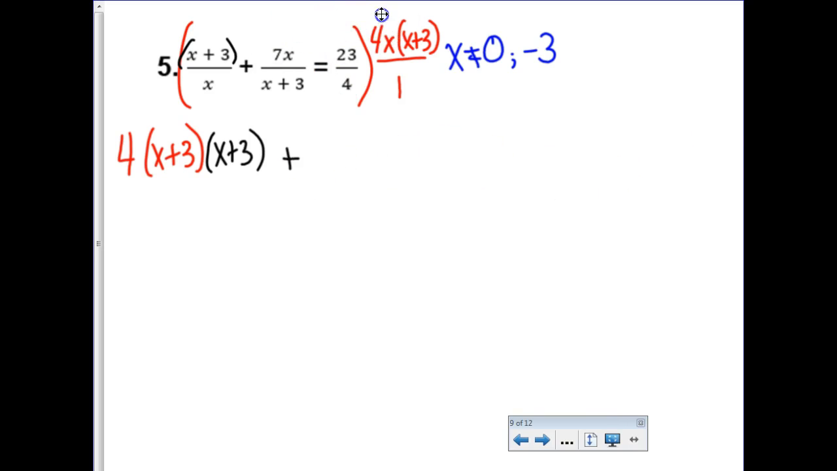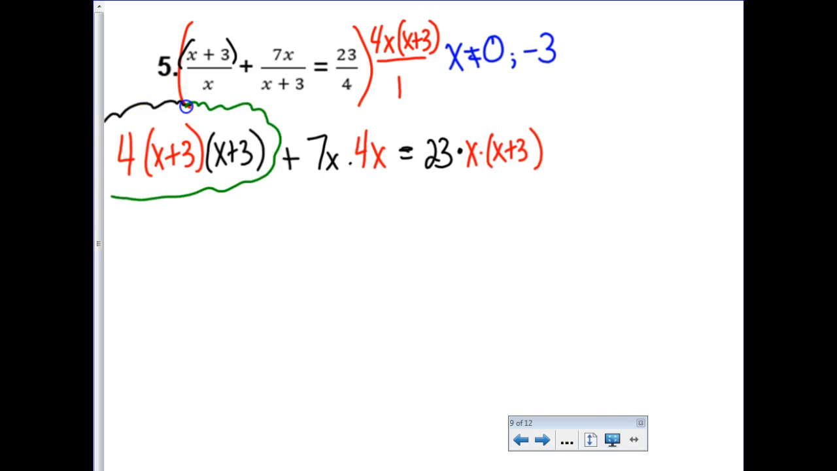Okay, the next term, the x plus 3's are going to knock out. So you still have a 7x from the numerator, and you're still trying to multiply it by a 4x. Come back to that. And then equals, when you hit your last fraction, the only thing that cancels are the 4. So you still have a 23, and you're trying to multiply it by the x from the LCM and the x plus 3 from the LCM.